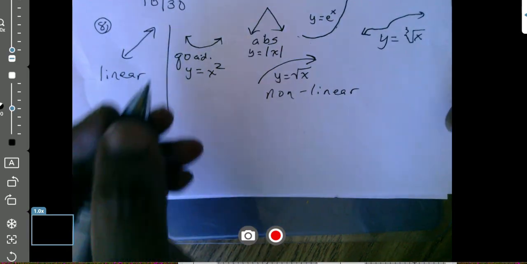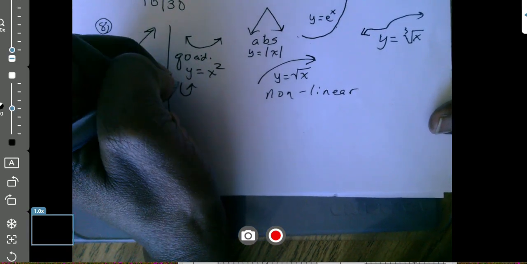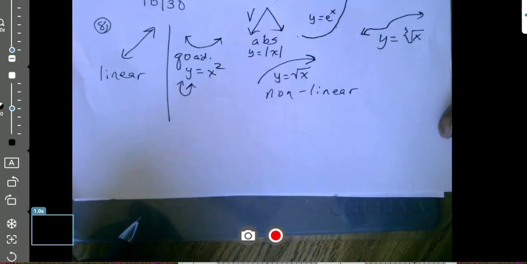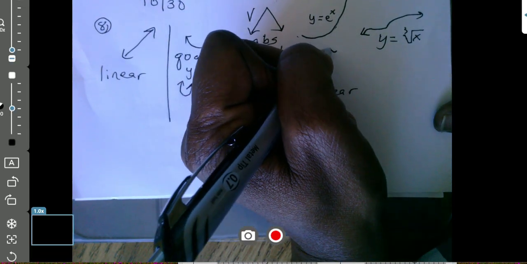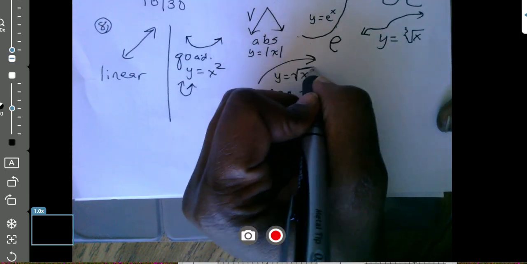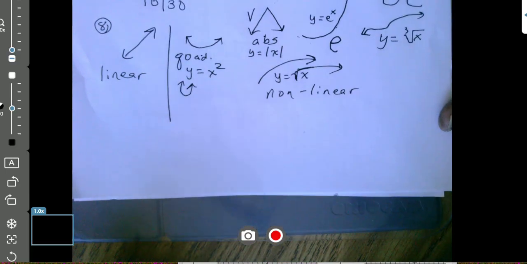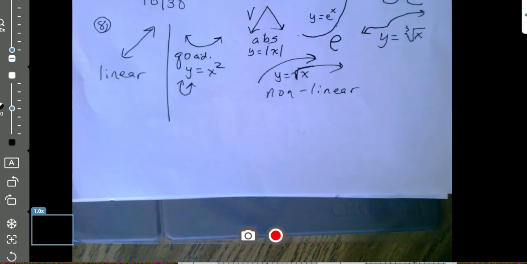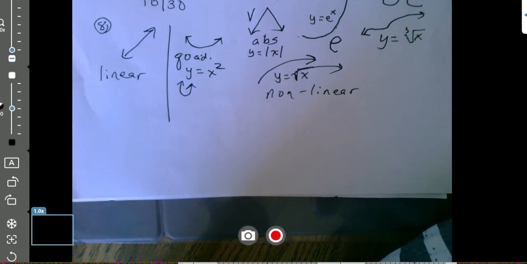I don't know how to tell y'all to remember this, but the u is in quadratic. The v is in absolute value. The curve is in the e. The little squiggly, that's a 3. And then the square root symbol right here tells you, hey, just run away with it. Own it. Make it your own.